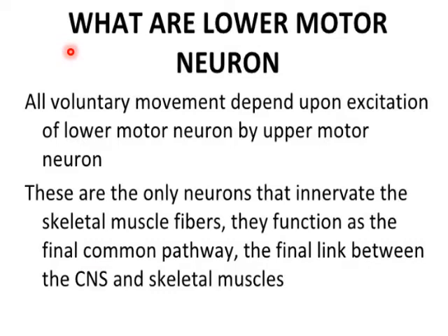Now let us move to talk about the lower motor neuron. At the beginning, what are the lower motor neurons? The lower motor neurons are neurons that innervate the skeletal muscle fibers, and they function as the final common pathway. The final link between the central nervous system and the skeletal muscles is the lower motor neuron. All voluntary movements depend upon the excitation of the lower motor neuron by the upper motor neuron.